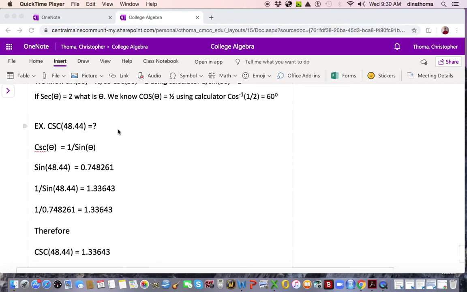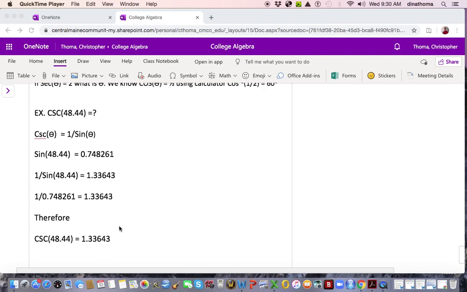I get 1.336. And I also can do 1 divided by what it was before, 0.748261. And I get the same answer, right? So, because we know that's 1 over, then cosecant has to equal that same thing. So that's how you could find out what the cosecant equals versus when you don't have a calculator.